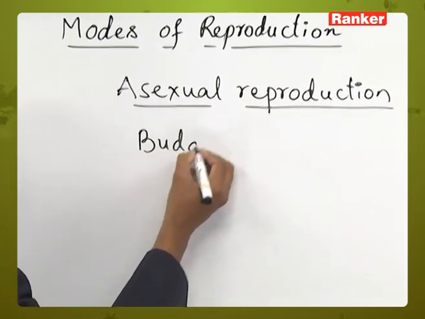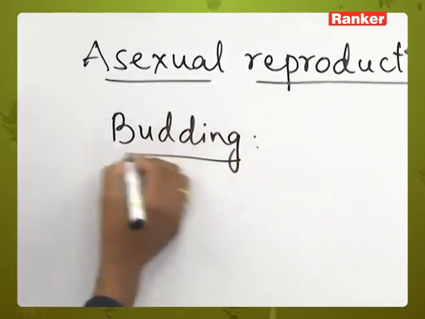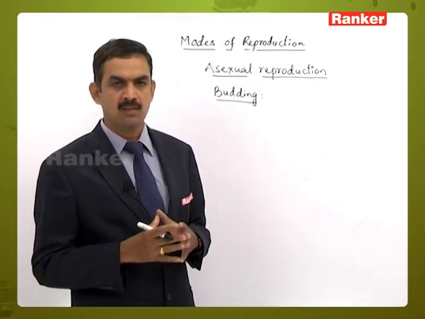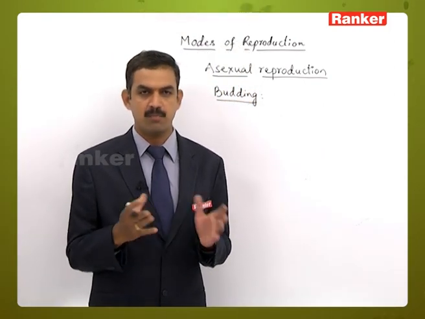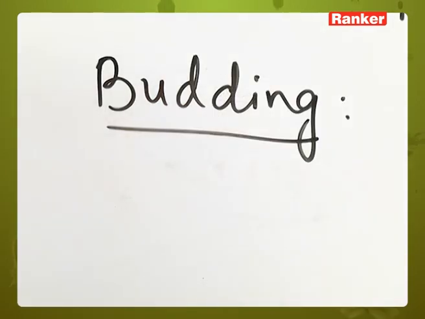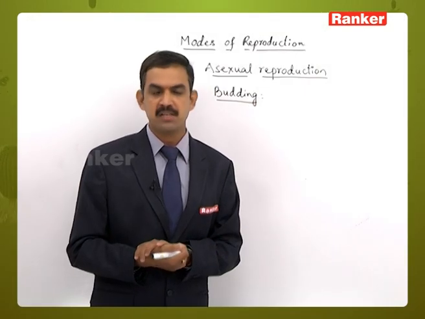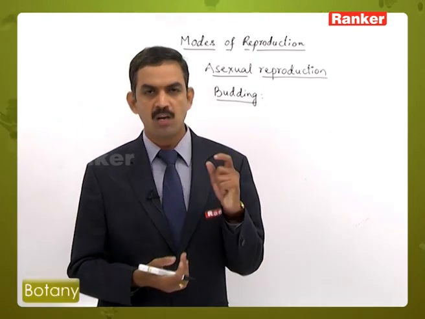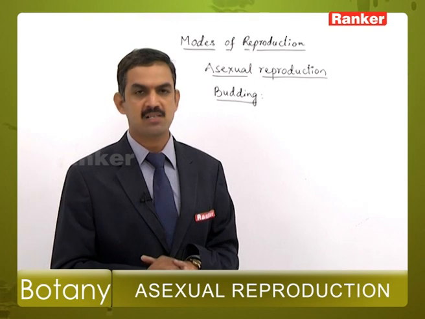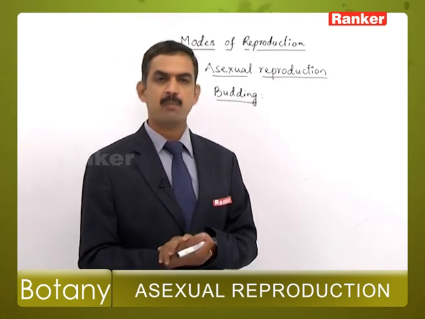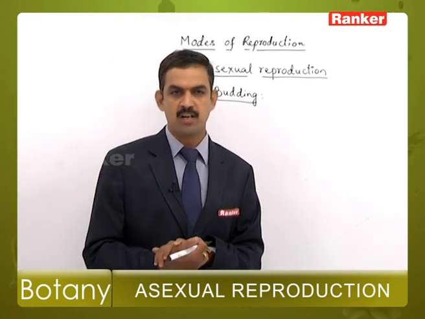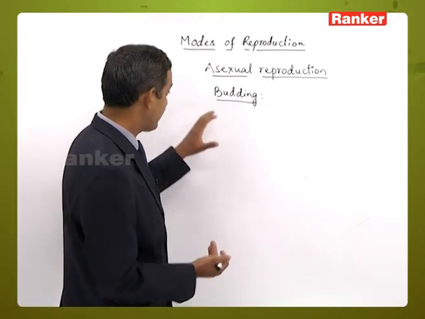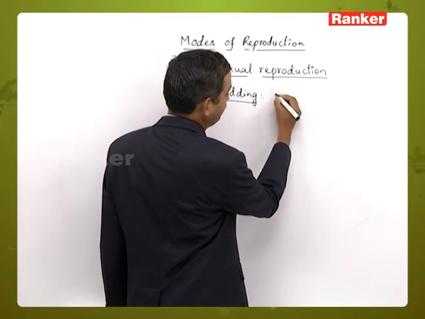Next one is budding. In binary fission, the division of the parent cell is into equal parts, but in budding also there is division, but it is an unequal division. That is, the parent will divide to form a small protuberance, and that protuberance is called a bud. That bud will separate from the parent organism and develop into a new daughter plant. This budding can be observed in yeast.